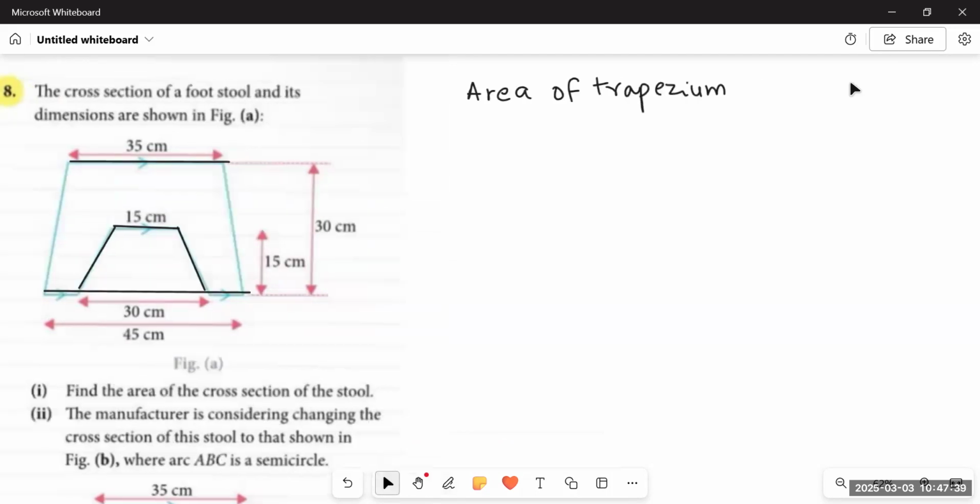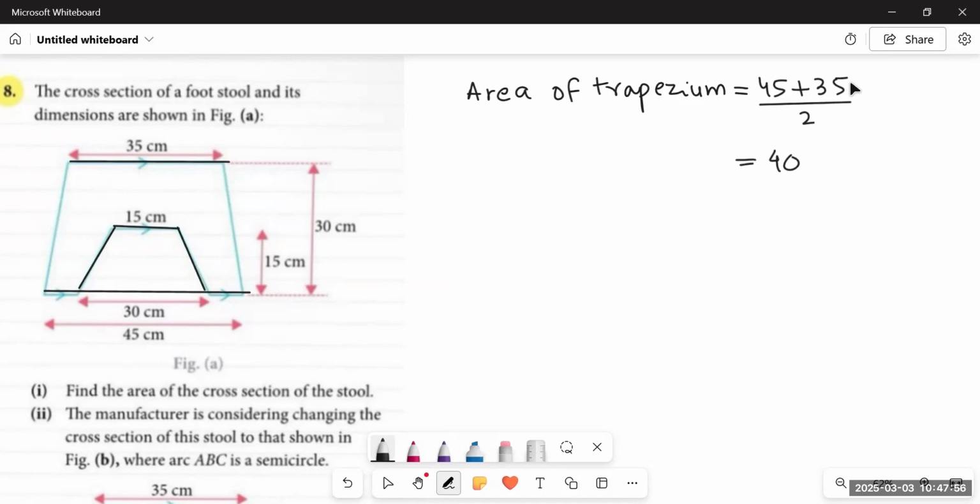like this. Taking parallel side 1 as 45 centimeters and parallel side 2 as 35 centimeters, and then adding them up, we will get 80. When we divide it by 2, we will get 40. Okay? And then we are provided with the height as well, which is 30 centimeters from top to bottom. So what we will do next, we will multiply it by 30. So 40 into 30 is equal to 4 threes are 12 and 0, 0. So it would be 1200 centimeters square.